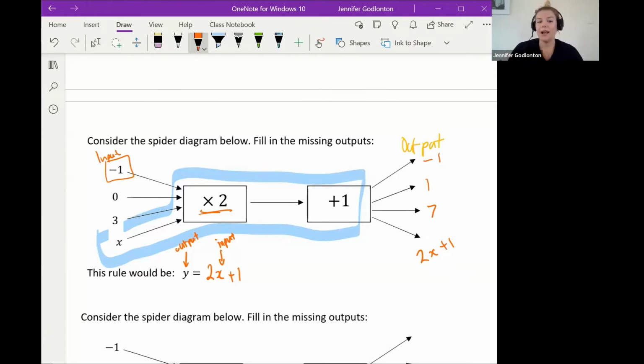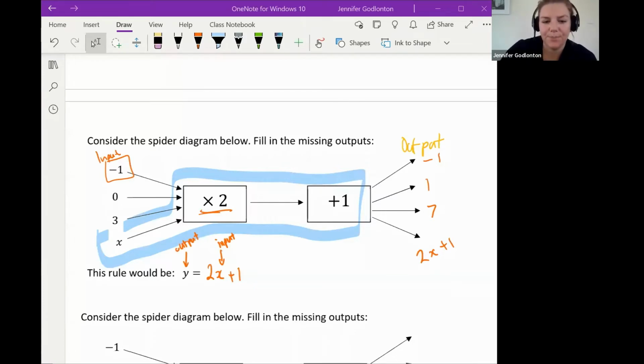Now, we're not allowed to add those, so I can't say that that's equal to 3x. Can someone tell me why I'm not allowed to add those? You can't add a number to 2x, they're not like terms. Okay, so we can only add things that are like terms, and 2x and a constant are not like terms, so we are not allowed to add them. So that would be where we stop.